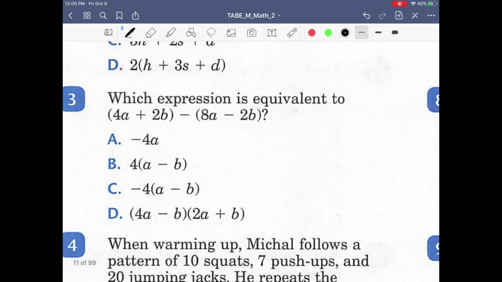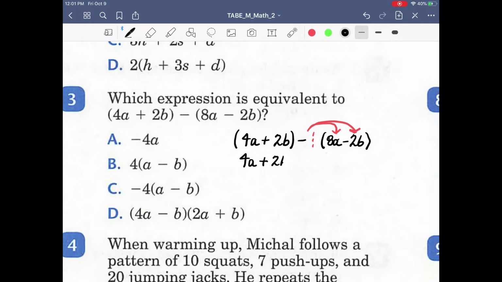Number 3. Which expression is equivalent to this one? So we have 4a plus 2b minus 8a minus 2b. Now, because there is a subtraction sign in the middle of this expression, I want you to go ahead and put that ghost 1 in there. Let's put a coefficient of 1. And then we need to distribute that coefficient of 1. So the first part of this will not change. But here I have negative 1 times positive 8. That's a negative 8. And then negative 1 times negative 2 is positive 2b.